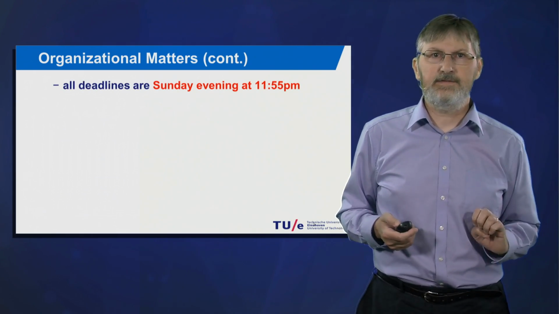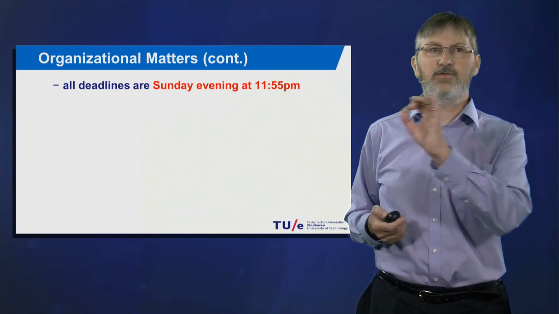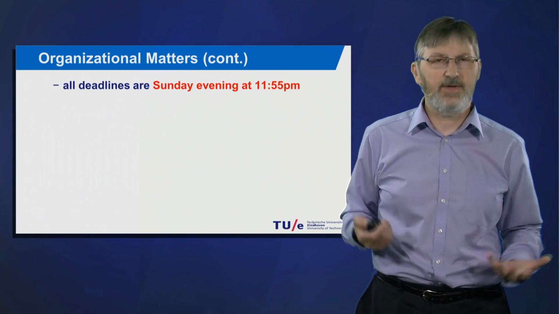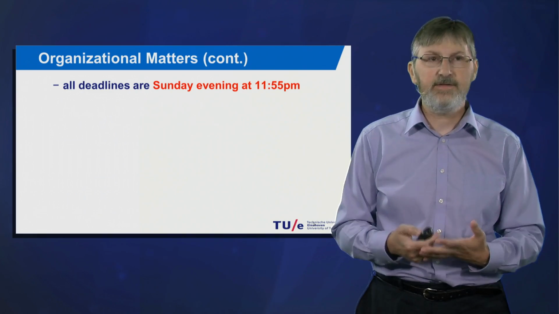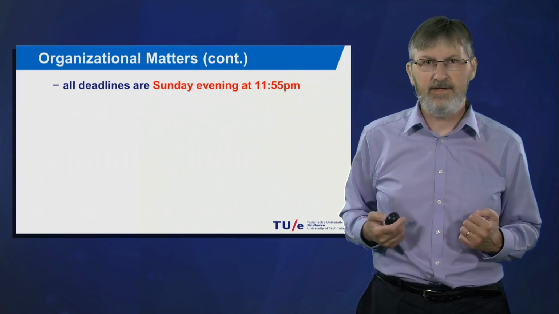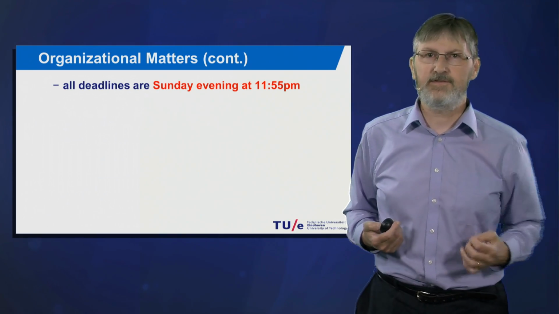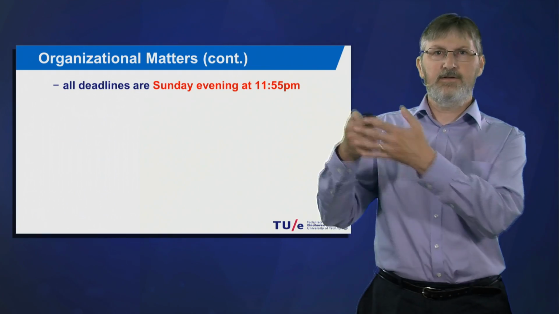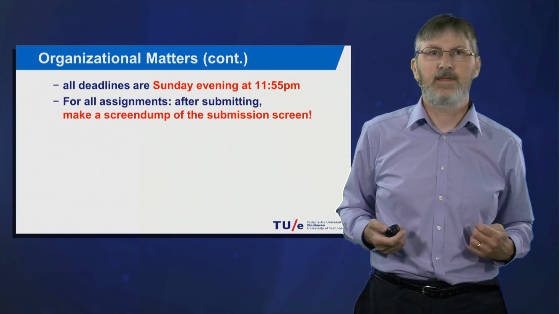All the deadlines are Sunday evening at 5 minutes to midnight. Now you may wonder, why such a strange deadline? Why is the deadline not midnight? If we place the deadline at midnight, it will appear in your calendar as midnight at the start of a day, so it will be confusing. Sunday evening, just before midnight, appears on Sunday.